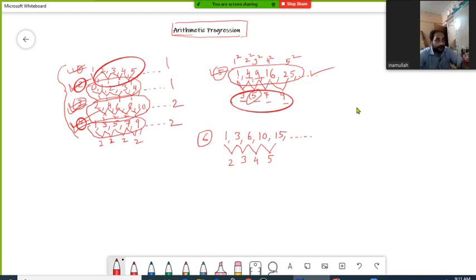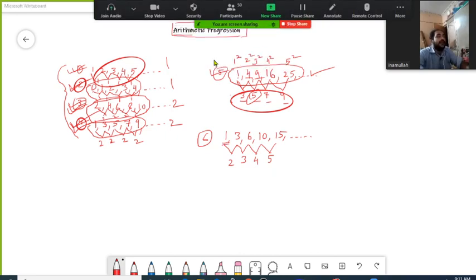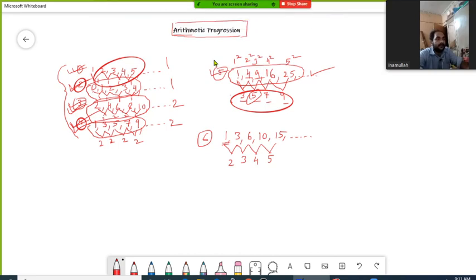Yes. Look at this. The pattern is what? This is my first number. When I add 2 to this, I get 3. So every time I'm adding a natural number to the previous term in order to get the successive term. So when you add 2 to this, you will get the next number, that is 3.